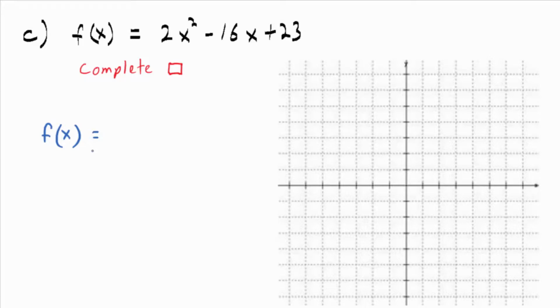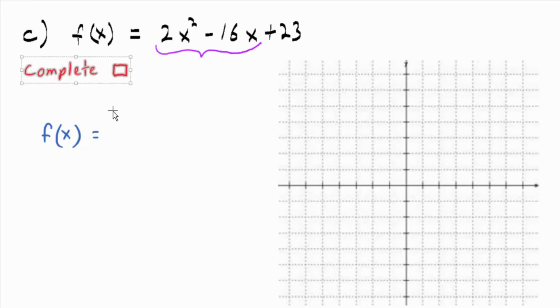So another way to do this would be to factor out the 2 from just the first 2 terms, the x squared term and the x term that we're completing the square on. So the first step, if you don't have a 1 in front of the x squared, is to factor out the 2, or the a in general, right? A being 2 in this case.